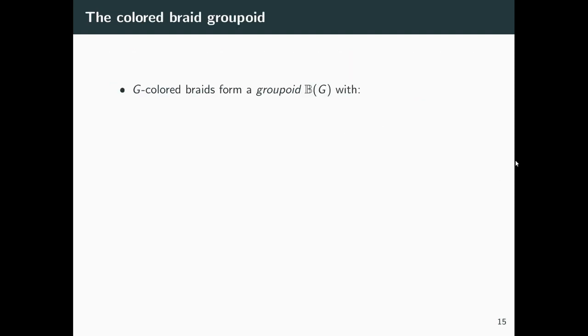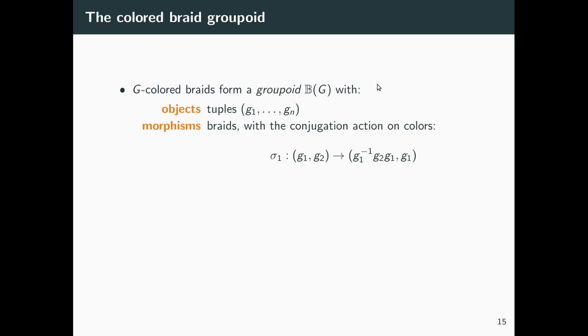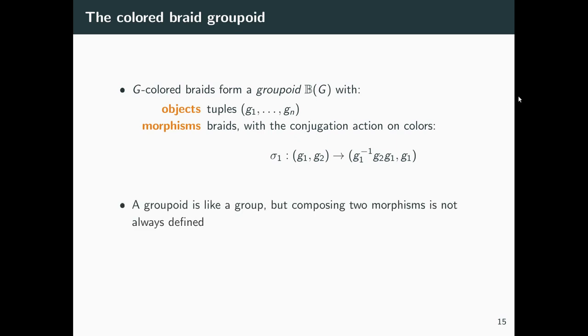All right, so this is an algebraic object called a groupoid, which is a certain kind of category. It's a category where the objects are tuples of elements of G, and the morphisms are braids that act on the colors by conjugation. So this is what braid generators do, and then you can generalize to braids in the obvious way. A groupoid is like a group, but composing two morphisms is not always defined. Everything's invertible, but you can't multiply everything.